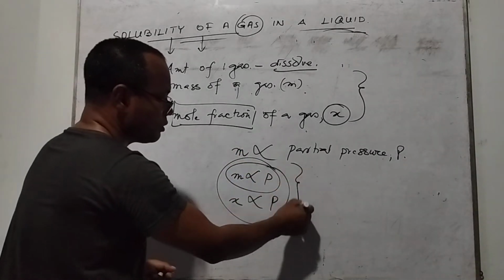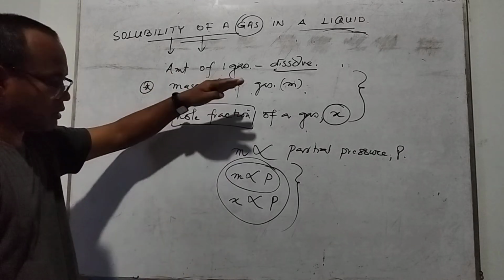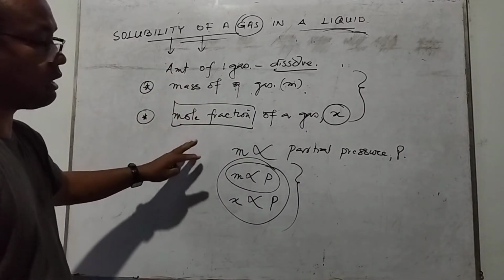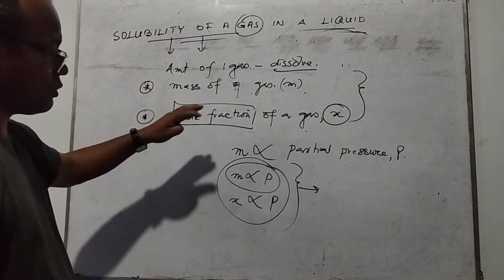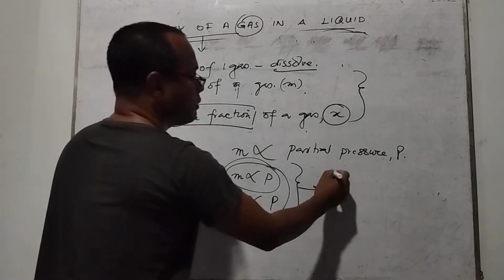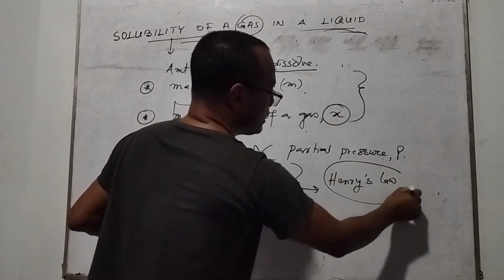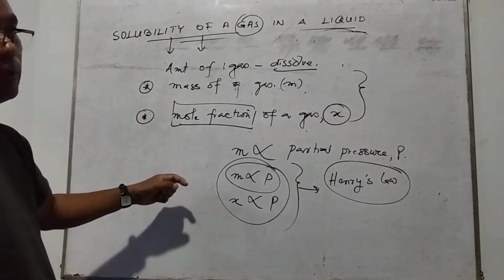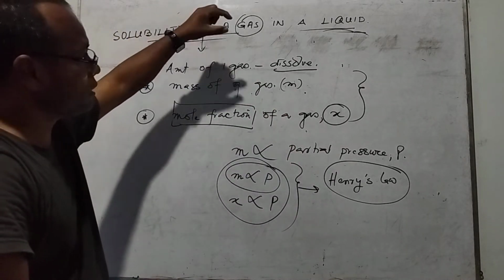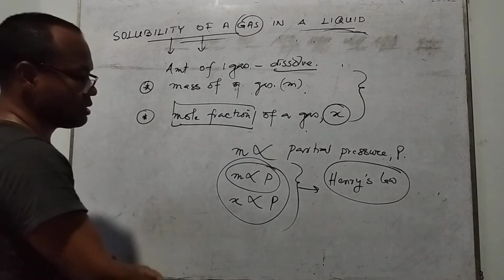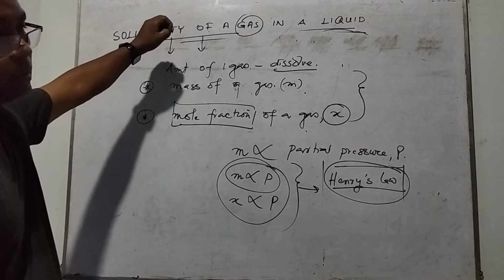This relation was established by one of the scientists, whose name is John Henry, right? According to him, this is what we call Henry's law. So what is Henry's law? This is the law of the solubility of a gas in a liquid. Number one, this is the law. What law? Solubility of a gas in a liquid.